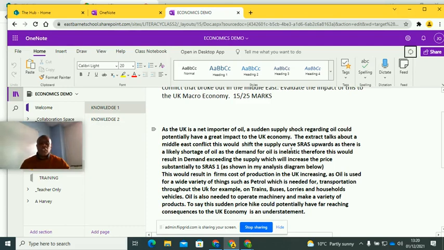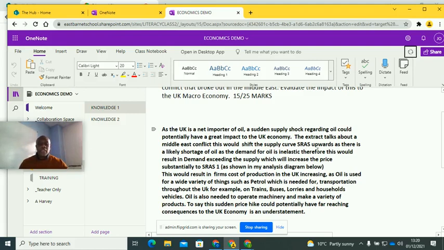The extract talks about a Middle East conflict. This would shift the supply curve SRAS upwards. Can you see I'm referring to the extract already? I'm scoring application marks as well. Very clever way of doing it, okay? So bear that in mind. I'm using the case study straight away.